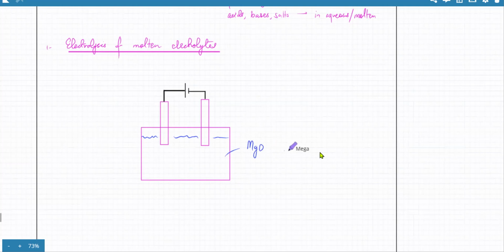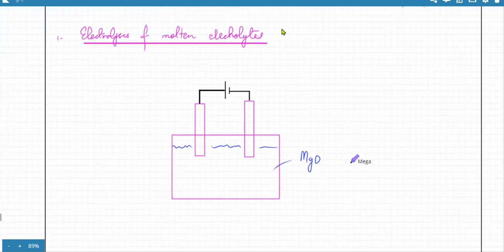Which side is the negative side? Which one is the positive side? Which one is negative? Which one is positive? The negative would be the smaller one, and that is known as the cathode, and the positive side is the anode. So that's your positive side, and that one is your negative side.